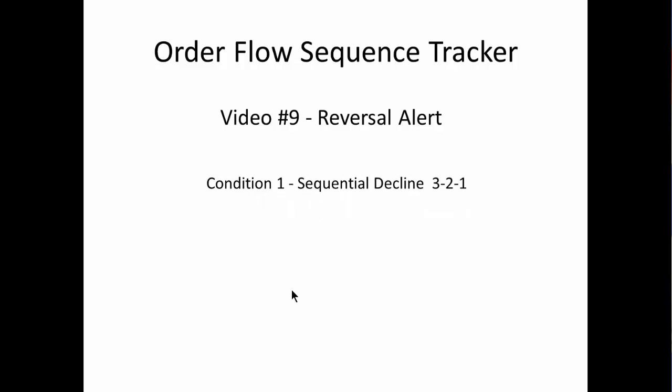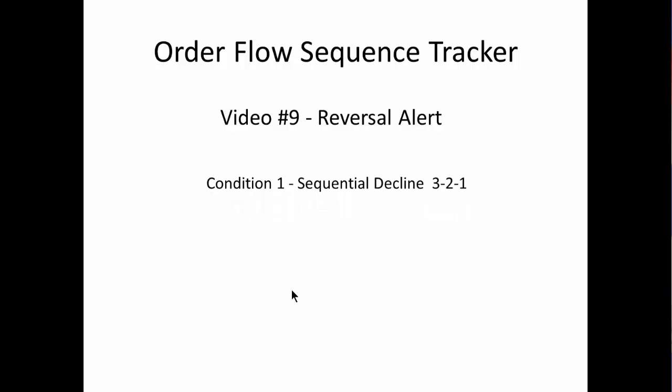This is video number 9, and this is the reversal alert function in the order flow sequence tracker. Now the reversal alert has 3 conditions. So we're going to talk about each condition.